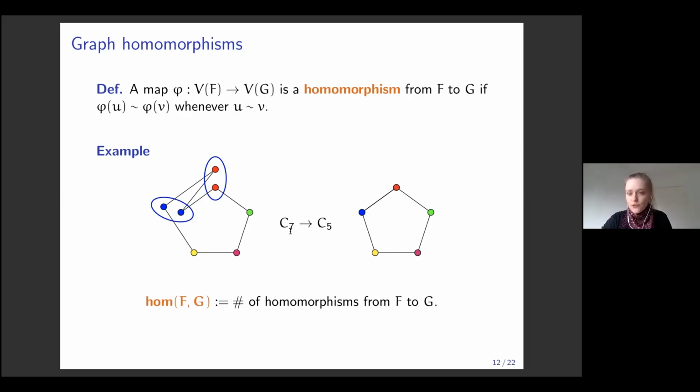Here's an example. So for example, you can take a 7 cycle and map it to the 5 cycle by identifying these 2 blue vertices and these 2 red vertices. And what you're doing, you're essentially folding these 3 edges here onto a single edge of your 5 cycle. Now, given 2 graphs, we might not only ask, is there a graph homomorphism from one to another, but we might want to ask how many graph homomorphisms are there? So we want to count them. And this number, I'm going to denote it by hom of F comma G. So the number of homomorphisms from F to G.